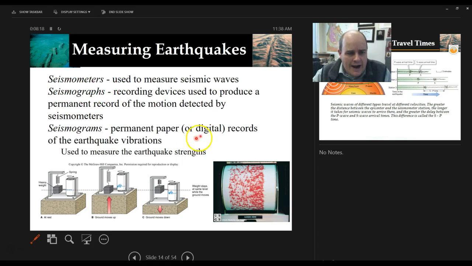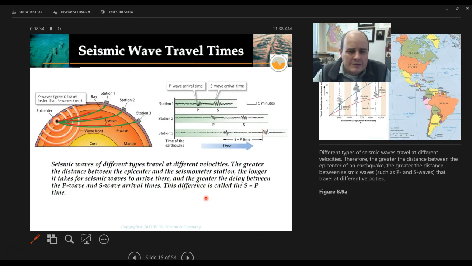The seismograph, okay, is the recording device for the permanent record, and the seismogram is that actual paper or a digital record of just one thing. I don't really care that you understand all the differences between these. Just know that we can record them on the surface.